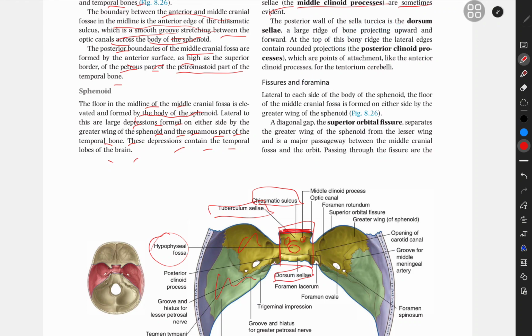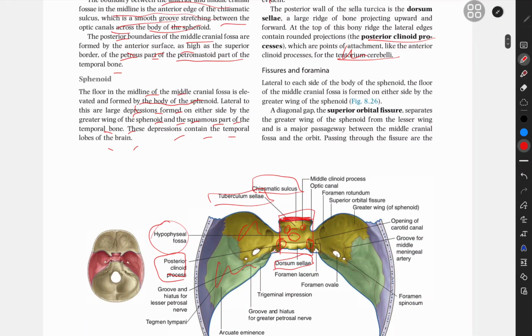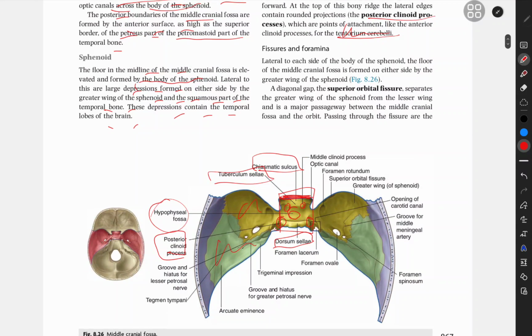Okay, yeah, dorsum sellae, we have seen it. A large ridge of bone projecting upward and forward. At the top of this bony ridge, the lateral edges contain the rounded projections, the posterior clinoid processes, which are points of attachment, like the anterior clinoid process, for the tentorium cerebelli. Posterior clinoid process is here. Clinoid processes are just rounded elevations. That's it. We don't need to know tentorium cerebelli and falx cerebelli in detail.